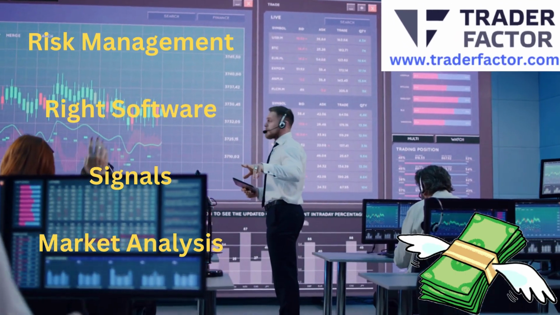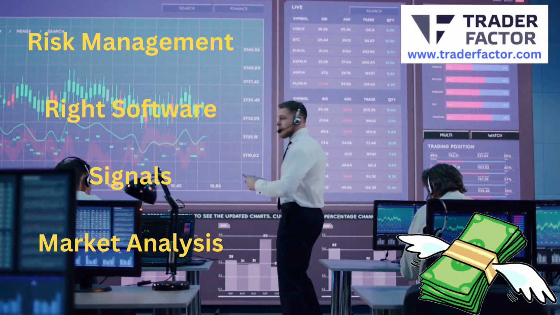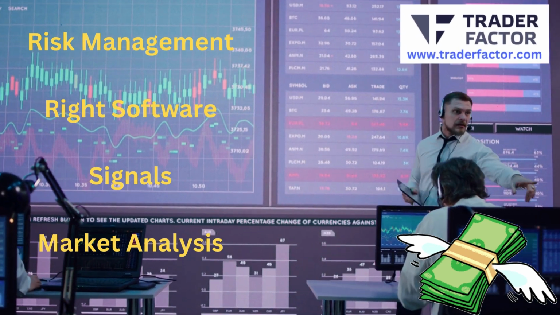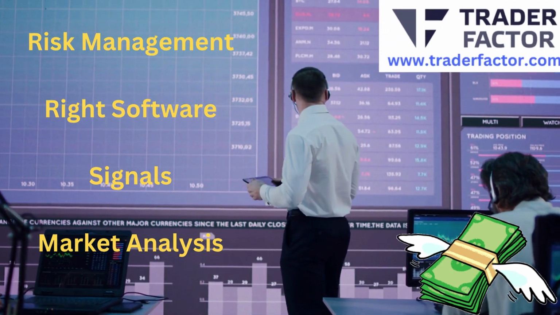Why now is the time to start? The current economic climate presents unique opportunities for Forex traders. With the right knowledge and tools, you can start leveraging these opportunities today.